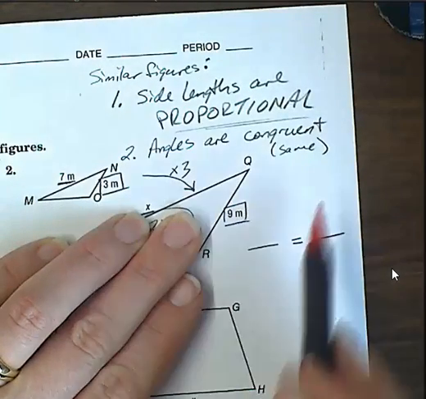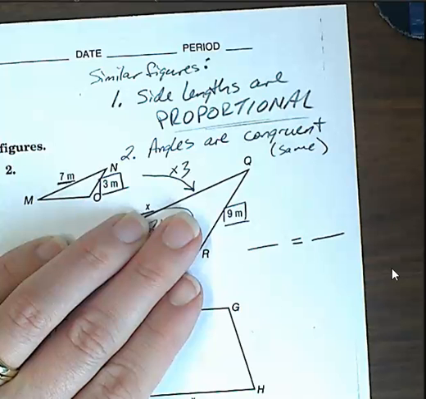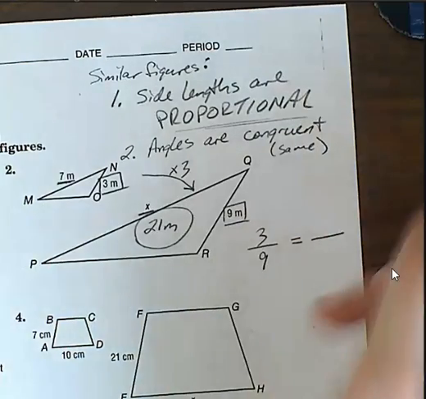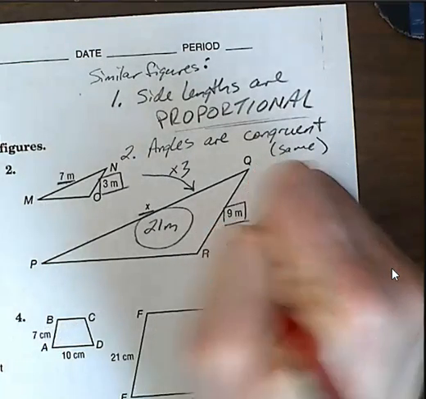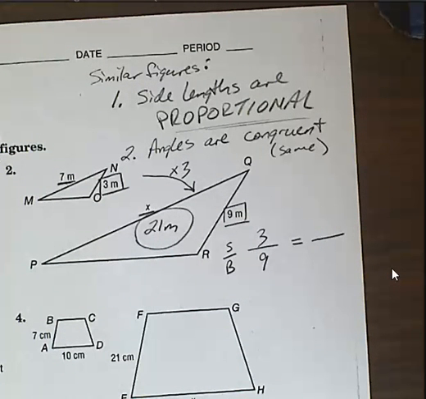So what two sides? 3 over 1 is equal to 9 over 1, but that's not right. Gracie, what do you think? 3 over 9. Now, it for sure could be 3 over 9. That means you're putting the small one over the big one. I had one group this morning put the big one on the small one. Does it matter? No. As long as you're consistent, it doesn't matter.